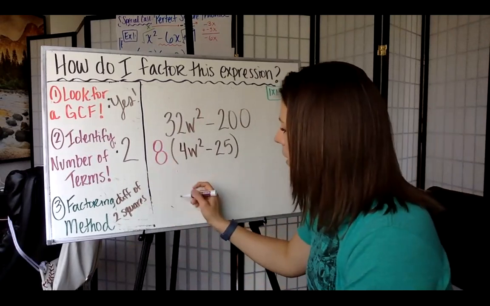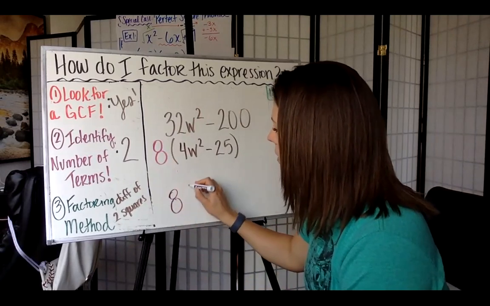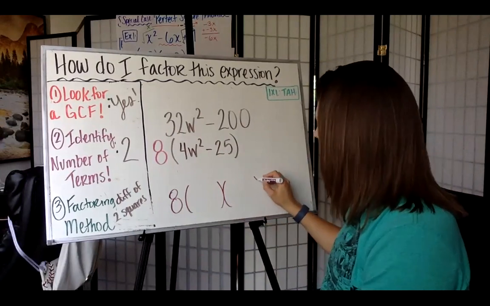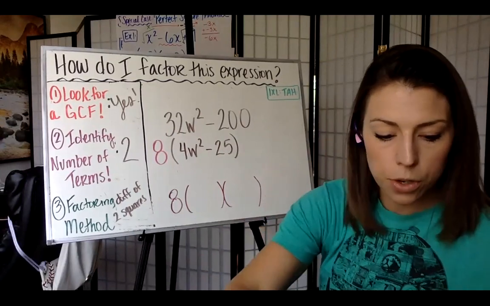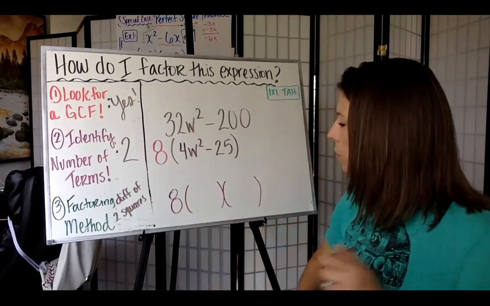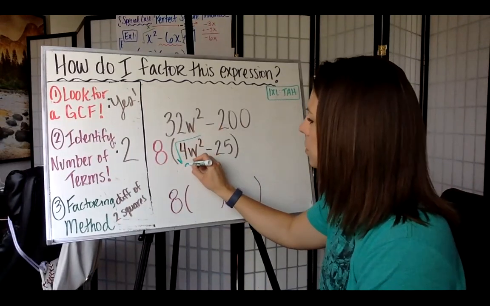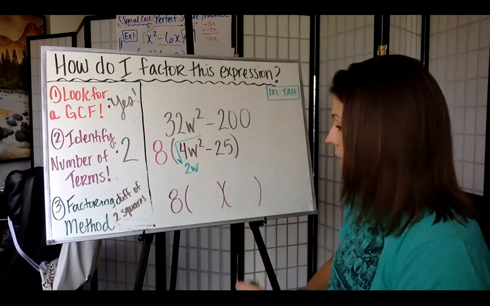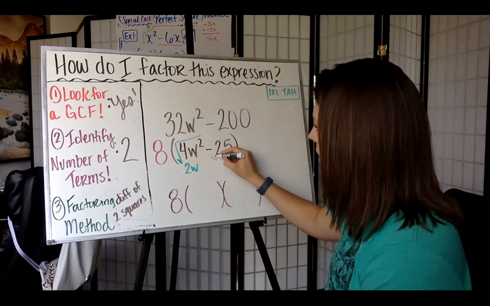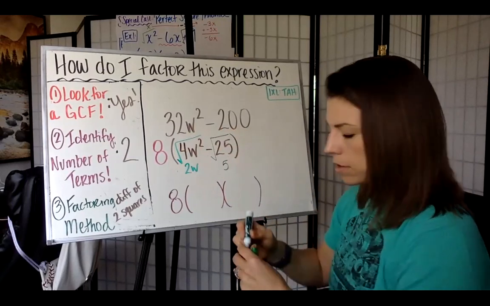All right, so I'm going to set up my final answer first, and then we're going to go in and find our perfect squares. Okay, so remember, in a difference of 2 squares, we start by taking the square root of the first term. Square root of 4w squared is 2w. We take the square root of the last term. Square root of 25 is 5.